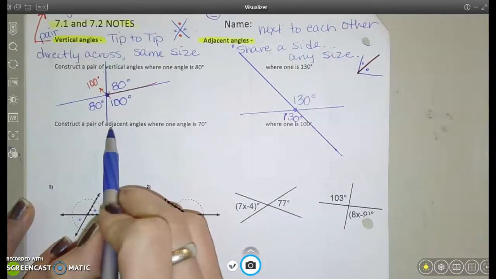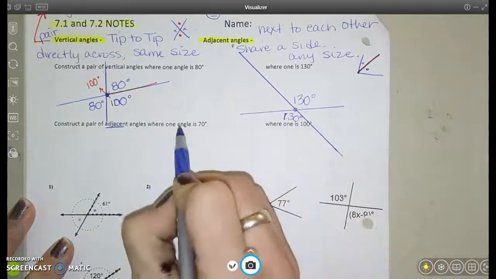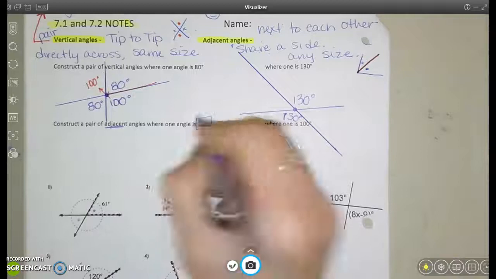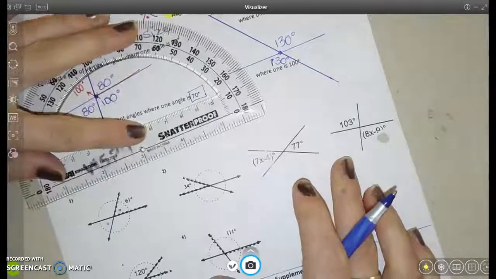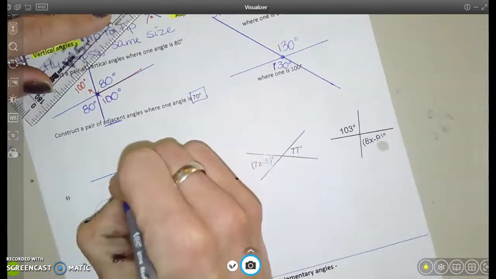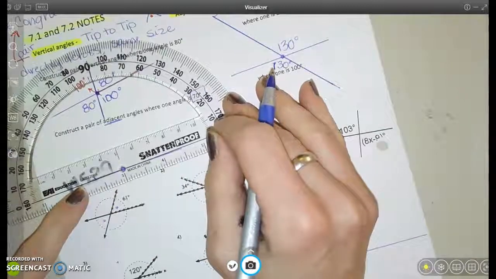Construct a pair of adjacent angles. So now this just means they share a side where one angle is 70 degrees. Okay, let's start by just making a 70 degree angle. So step one, draw a line. Step two, put a vertex on it. Pick up my protractor and line everything up again.